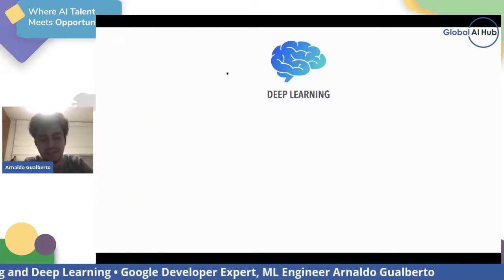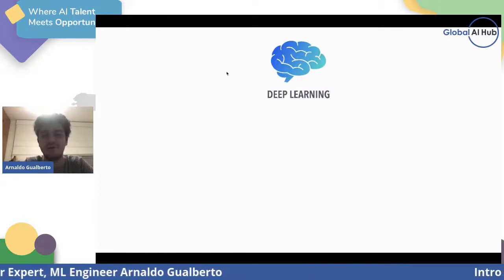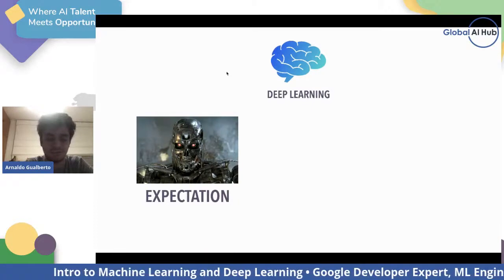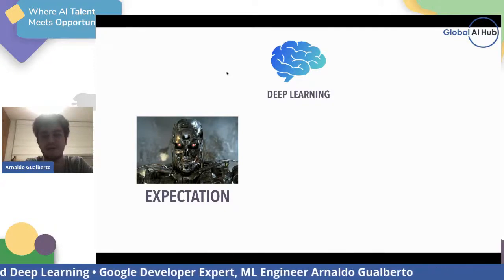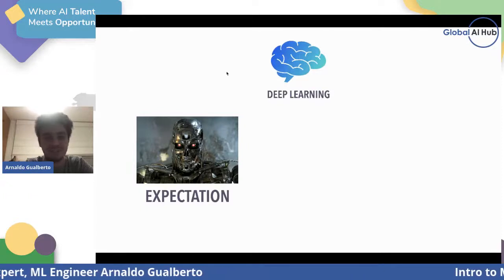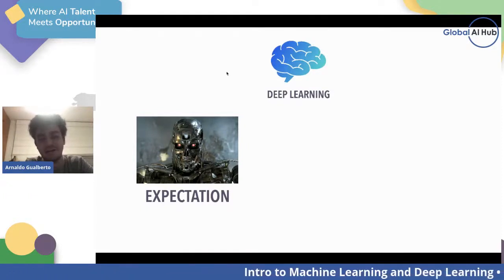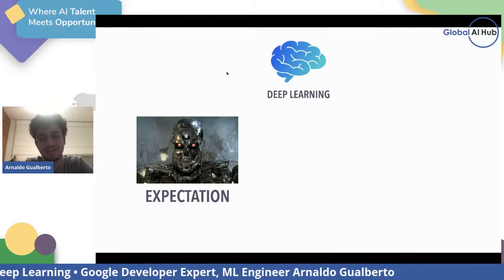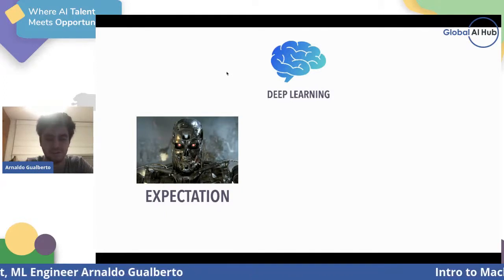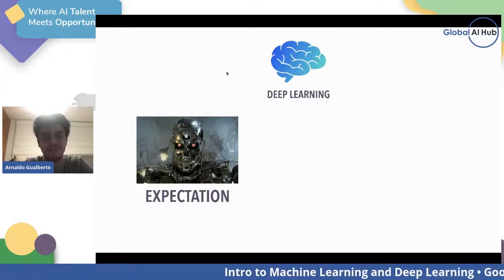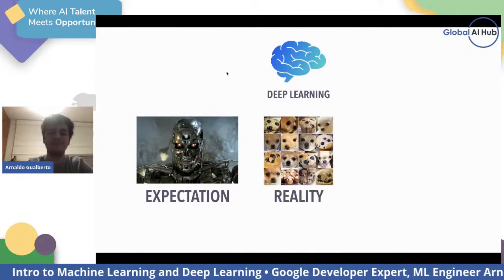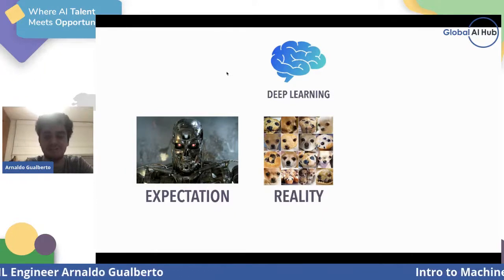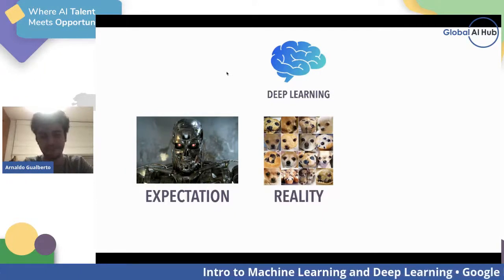I believe most of you have already heard about deep learning. We have a lot of expectation about deep learning. We can see a lot of news, like a deep learning algorithm from Google that can recognize X-ray images better than human experts, or an artificial intelligence that can drive better than humans. There is a lot of expectation about deep learning, as if it were Skynet, but actually we still have a lot to improve. We have just started studying deep learning, and we have a long way to go.